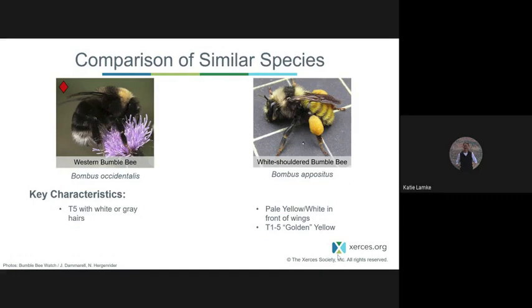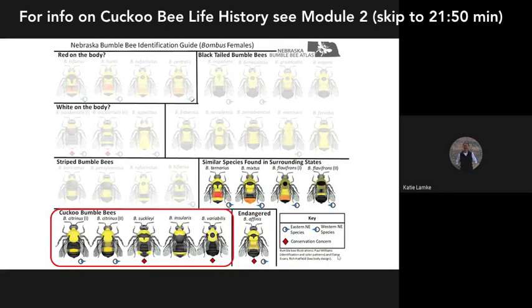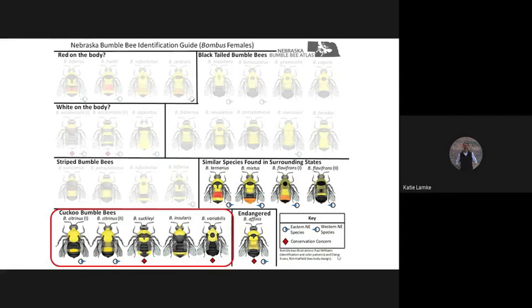So key characteristics for this bee are looking for white or gray on T5 for occidentalis, or looking for those two tones of yellow for Bombus appositus, the pale yellow on the head and the thorax, and the golden yellow on the abdomen. Next, we're going to go into the cuckoo bumblebees, and we learned about their life history and parasitism in the previous presentation. Here, we're just going to focus on the identification of the different cuckoo bees.